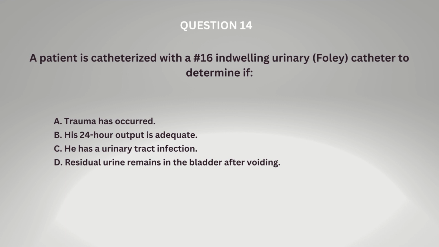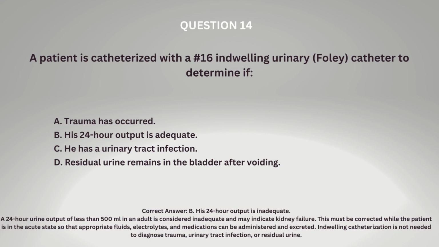A patient is catheterized with a number 16 indwelling urinary Foley catheter to determine if A. Trauma has occurred. B. His 24-hour output is adequate. C. He has a urinary tract infection. D. Residual urine remains in the bladder after voiding. The correct answer is B.